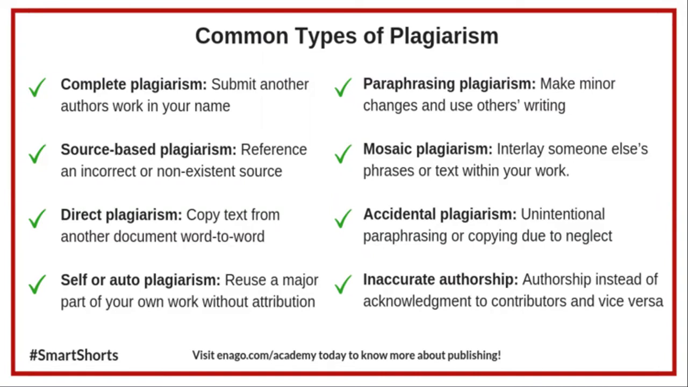Paraphrasing is when you make small changes to others' writing. Mosaic is when you interlay someone else's phrases or text within your own work. Accidental is when you're doing it unintentionally or you copy because of some neglect. Inaccurate authorship is authorship instead of acknowledgement to contributors and vice versa. There are some more given in your textbook. Failure in giving credit, modifying someone's work, and using someone's work.